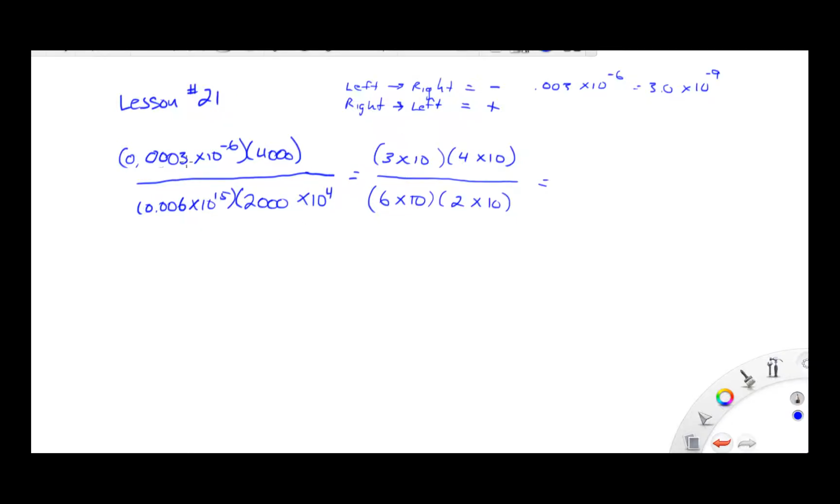Algebra 2, Lesson 21. We are on page 102 today. 21a talks about scientific notation, and 21b, which we'll get to later on this lesson, talks about statements of equality, and we're going to be deriving equations based on statements.